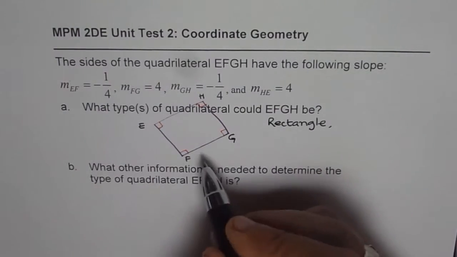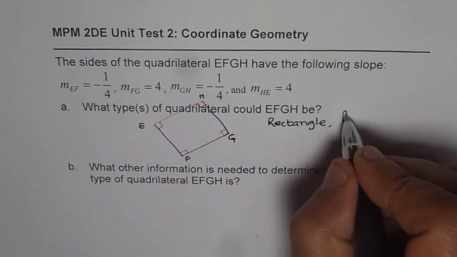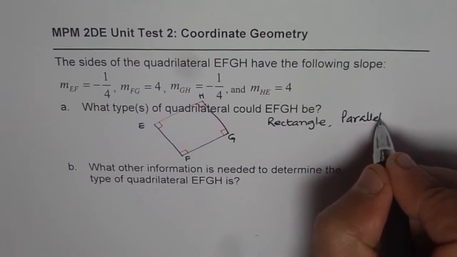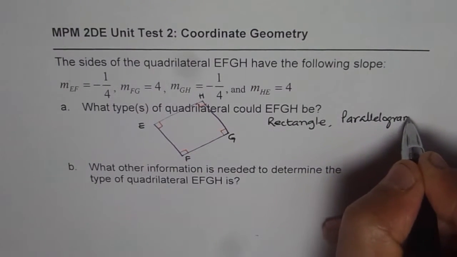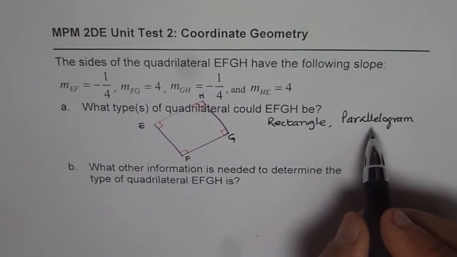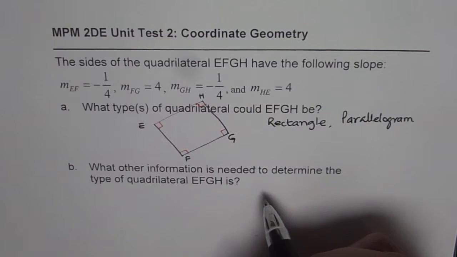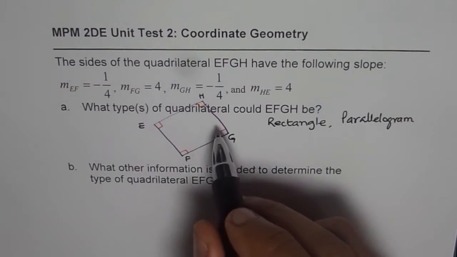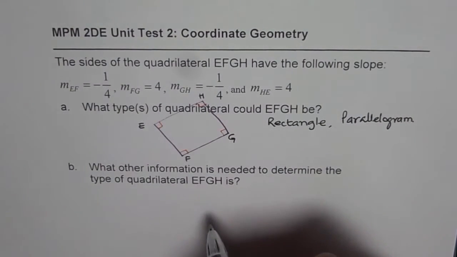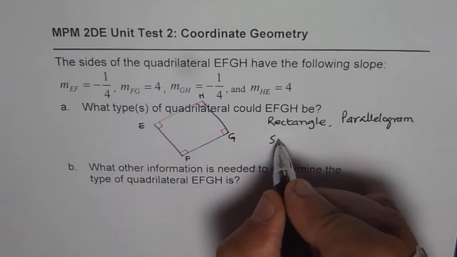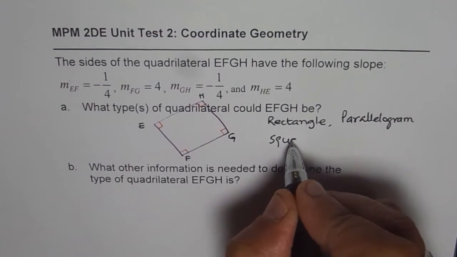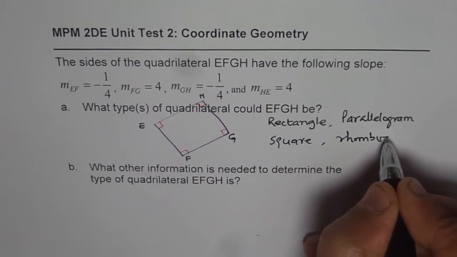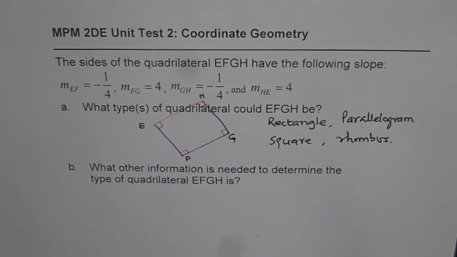Now you can also call it a parallelogram since opposite sides are parallel, right? A rectangle is a special parallelogram where the angles are 90 degrees. But in case we have equal sides, we don't really know whether the sides are of equal length or not. It could be a square or a rhombus. So these are all the possibilities.